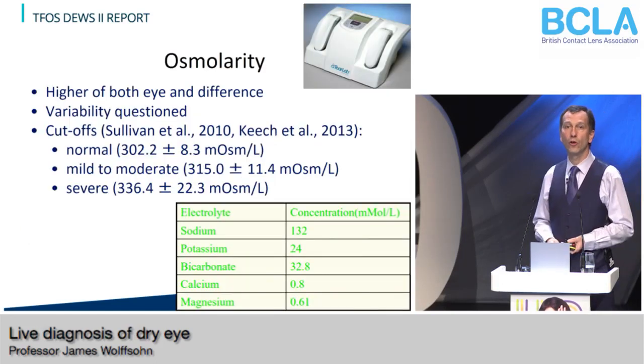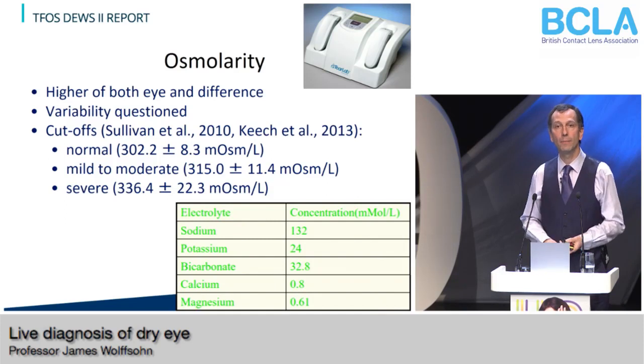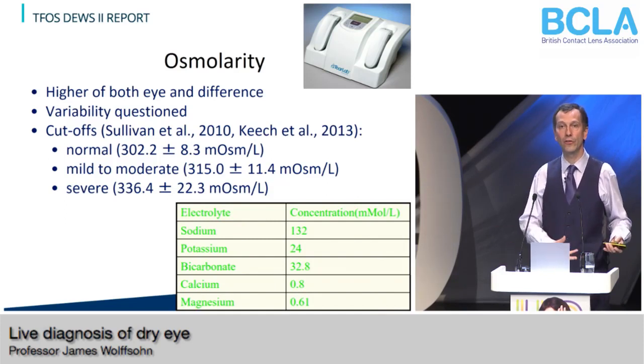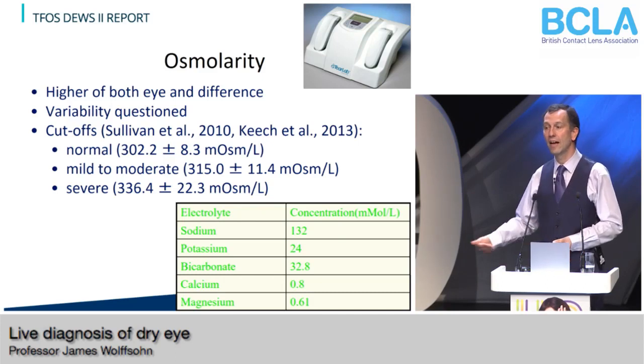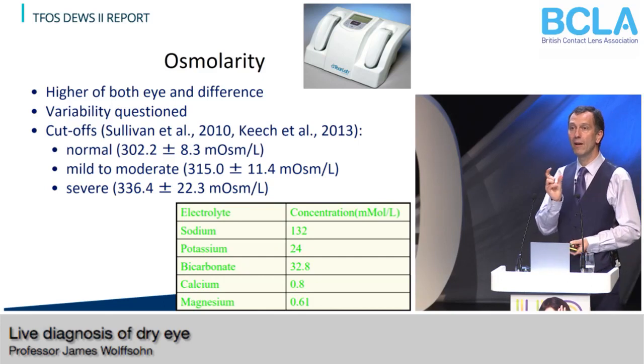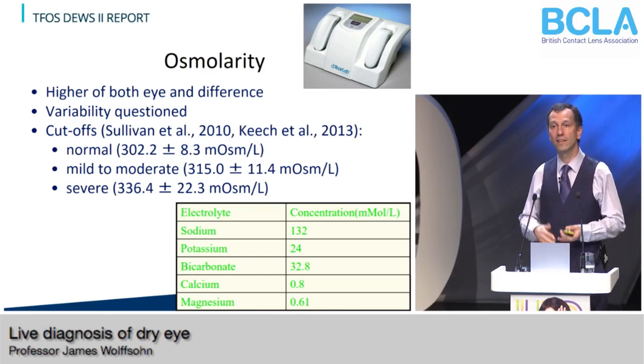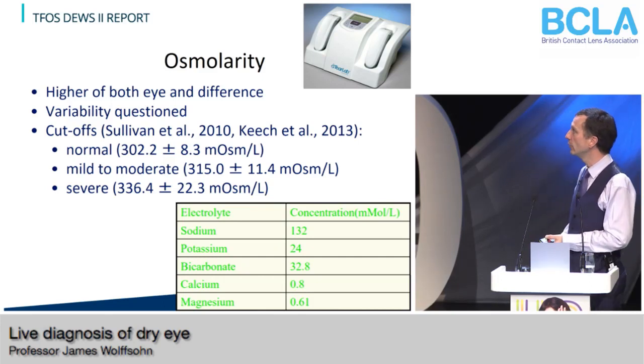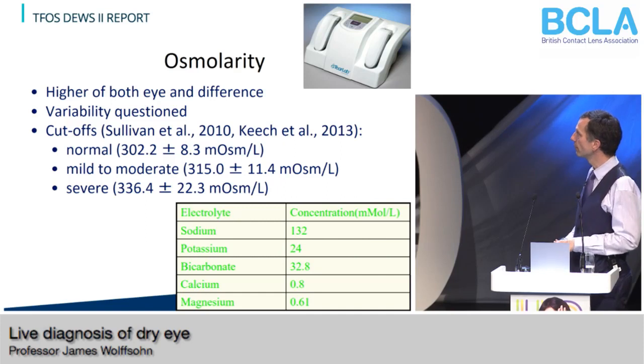When it comes to osmolarity, more devices are beginning to appear on the market that can now do osmolarity, and because that's part of the pathophysiology, this again gives us a good indicator of dry eye. We do need to know about the variability between the eyes as well as the highest value from these measures.